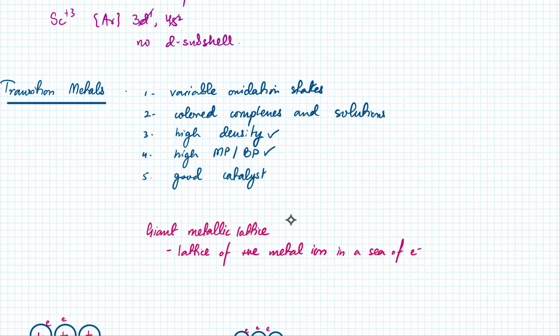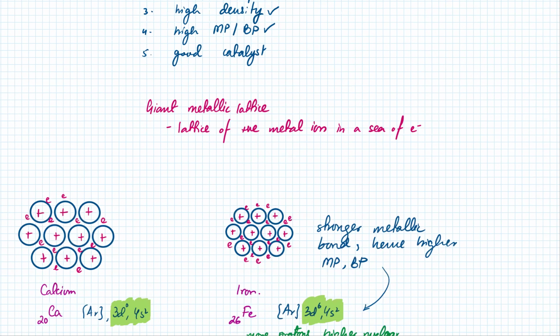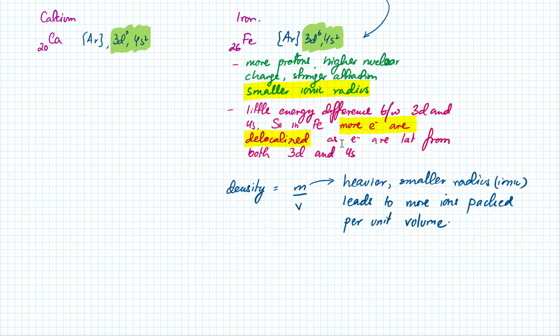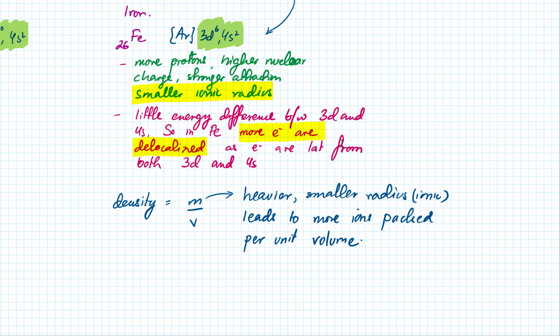Yes, sir. So we're going to do the next one now. Why do they have variable oxidation states? We did that as well, because I told you that there's very little energy gap between the 3d and 4s. So if electrons can be lost from the 4s, electrons could also be lost from the 3d as well.